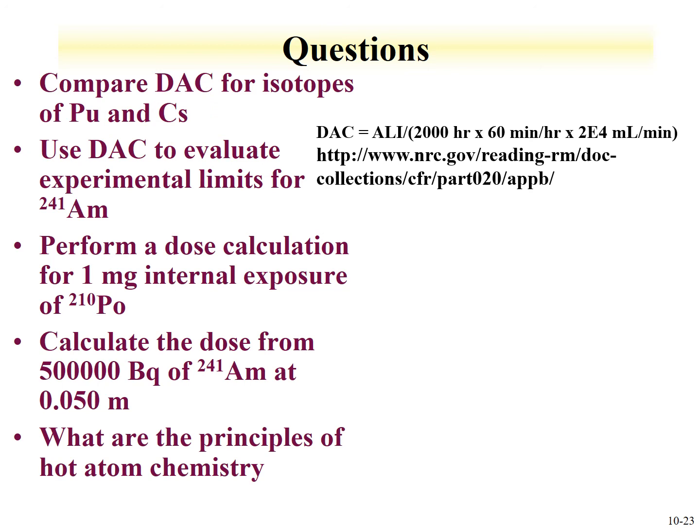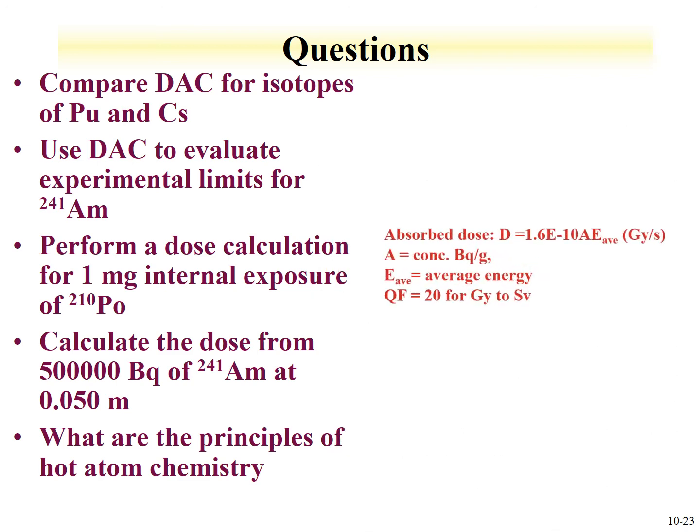You can also use the derived air concentration to evaluate experimental limits for americium-241 as an example. Since, from the derived air concentration, you can get the annual limit on intake, and the experimental level that one is allowed to work with, 1, 2, 3, or 4 as an example that we used for the radiochemistry laboratory, is based upon the ALIs.